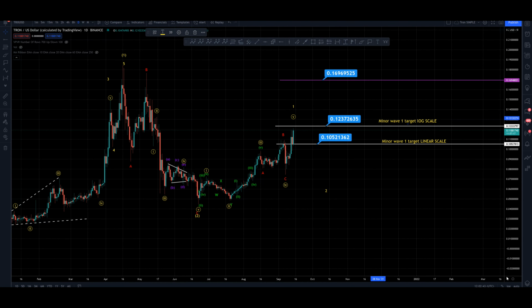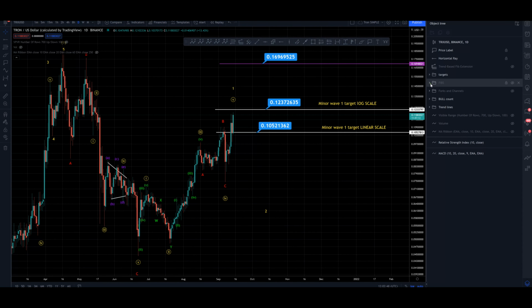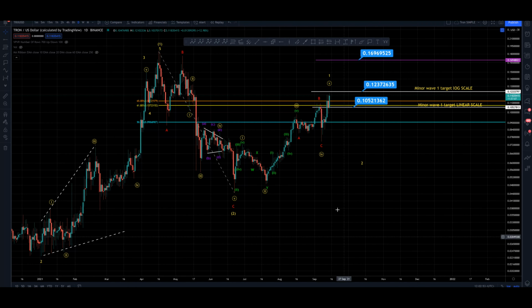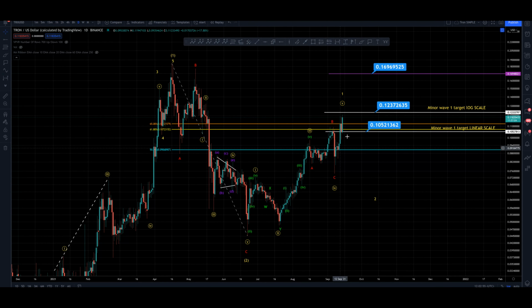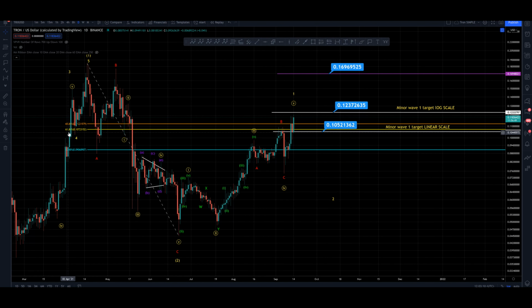Now if you notice, I'll just put us into log, it's a little easier to see. And I'll just bring up fib retracement here from the high. So similar to Polkadot, we came up, hit the 61.8% golden ratio, which is also the minor wave 1 target at linear scale based off of the length of 1 and 3 projected from 4, and we came straight to 61.8%, hit this area here, hit the golden ratio, and immediately reversed. That's exactly what we saw in Polkadot.